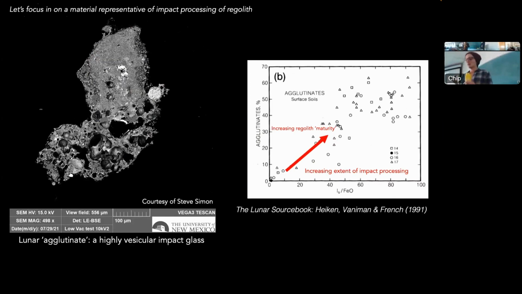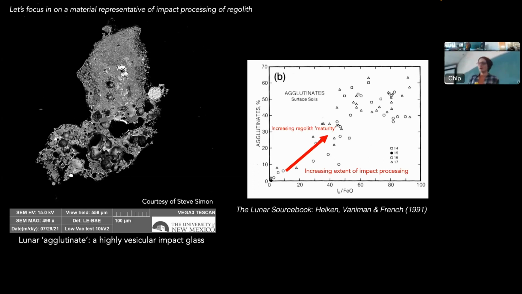So I think the best material to look at here are the lunar agglutinates. And these objects are immensely diverse, both in chemistries and textures. And many people would say that they're categorized a different way, but I think of them simply as a highly vesicular impact glass. And the agglutinates are particularly helpful because they are the product made from an impact event, the single particle made from an impact event, but their abundance also represents the time average exposure age of a given soil.